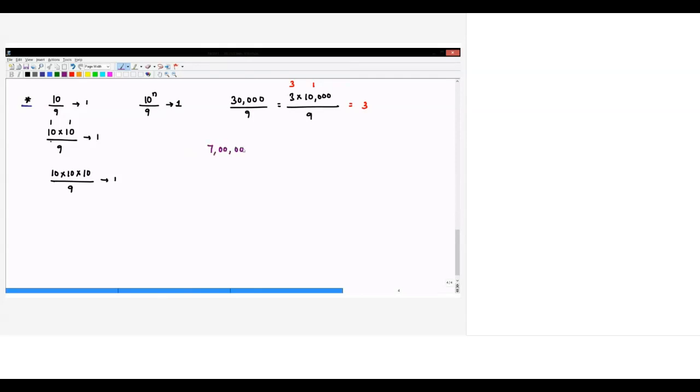7 crore when divided by 9. 7 into 10 power 7 when divided by 9. In the first case, the remainder is 7.